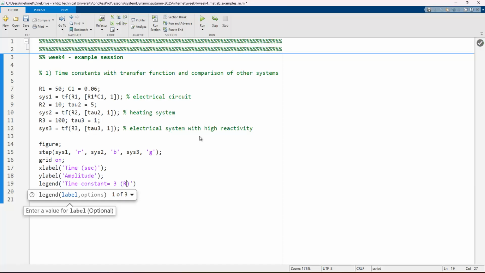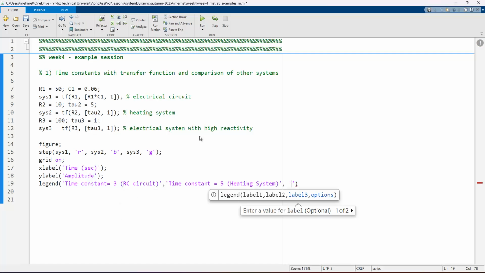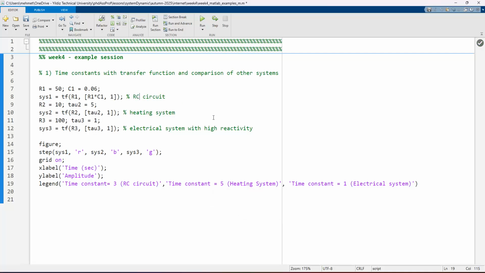Time constant 3, this is the RC circuit. In the second place, time constant 5, for example, this is the heating system. And we can write time constant equals 1, this is the electrical system. And so this is the RC circuit.